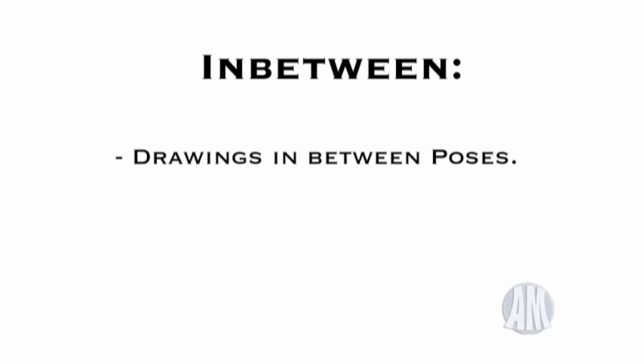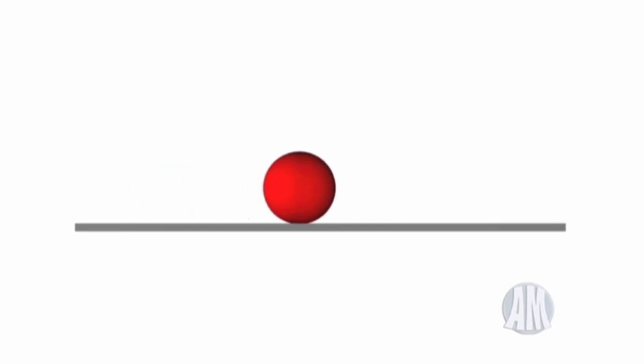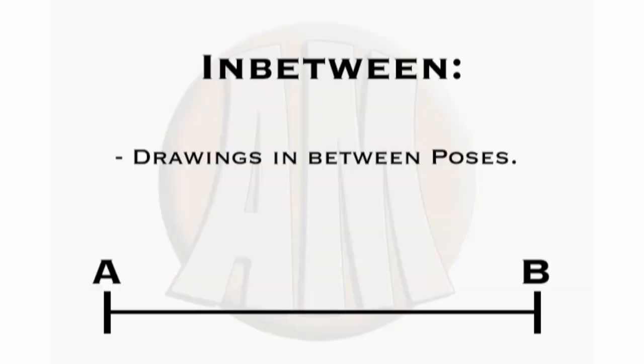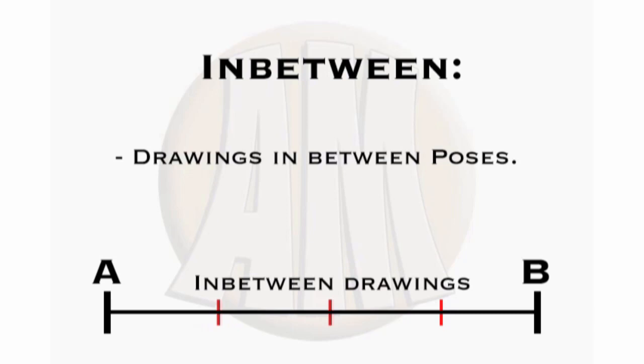So from now on, and because it's been always used in a 2D traditional animation world, the drawings in between pose or key drawings will be referred to as in-between drawings. That completely applies to the computer animation world. So in our basic A to B ball example, we have our key A and our key B. Any drawings that are going to be between A and B are going to be the in-between drawings.